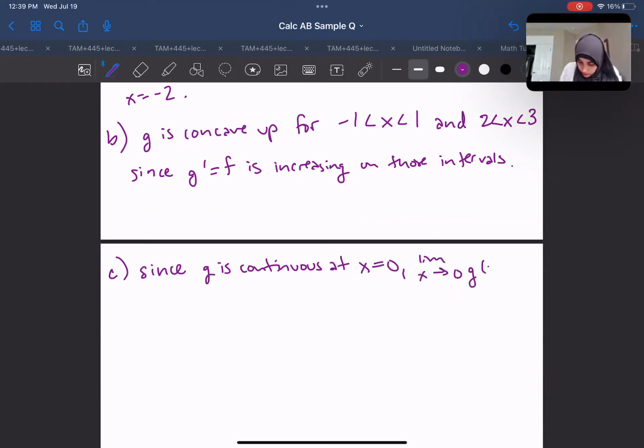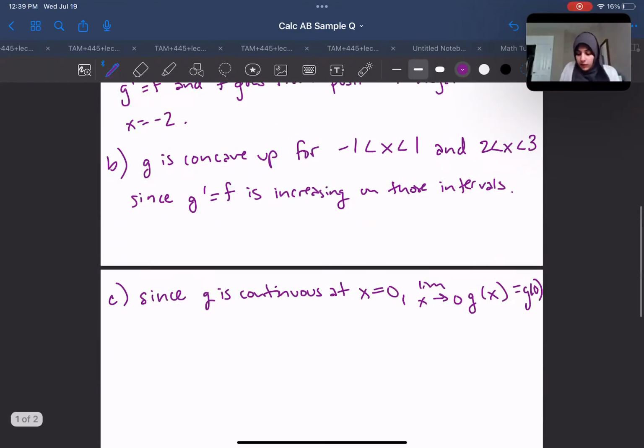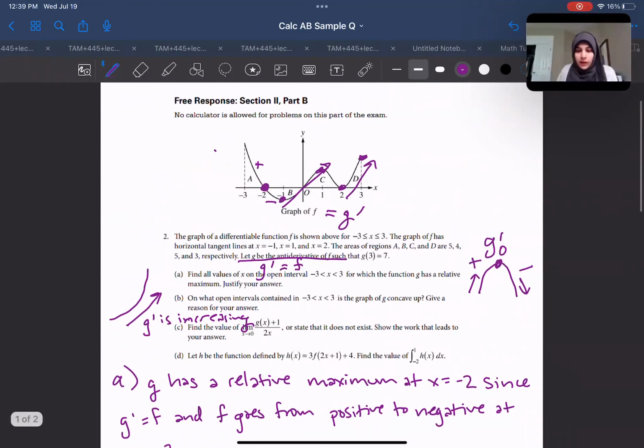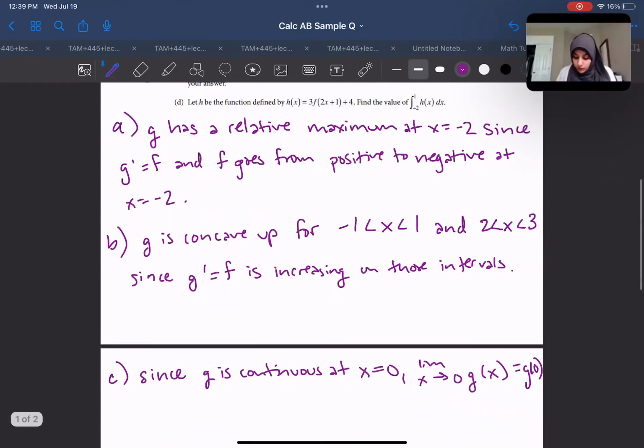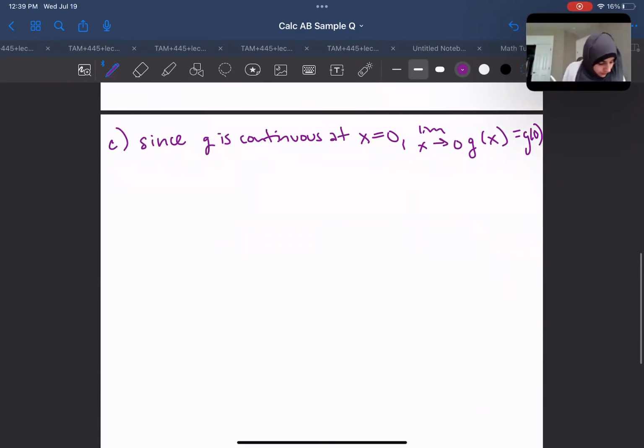And then we can take our limit as x approaches 0 of g of x, which is just going to be g of 0. And then we don't actually have g of 0, but if we scroll to the top, they did give us g of 3.